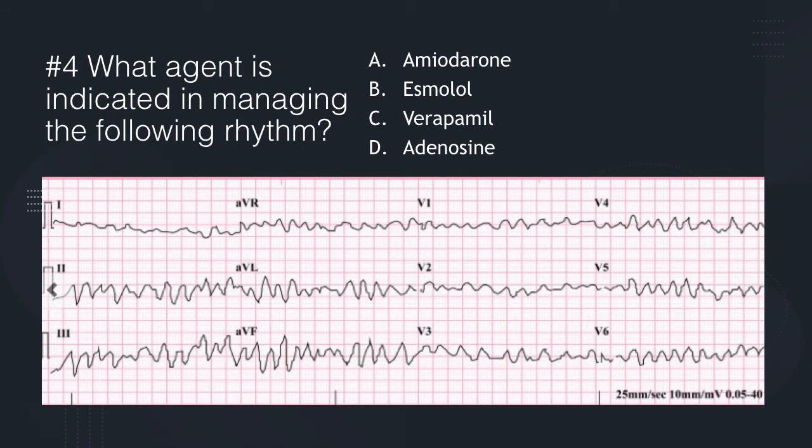Question number 4. What agent is indicated in managing the following rhythm? A. Amiodarone, B. Esmolol, C. Verapamil, D. Adenosine. And so this really is asking you two questions, right? It's asking you to identify the rhythm and then recall, using either retention or your PALS algorithm, what the management step would be to resolve or treat this rhythm.